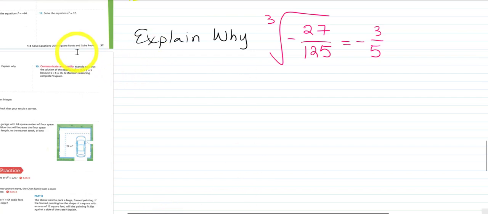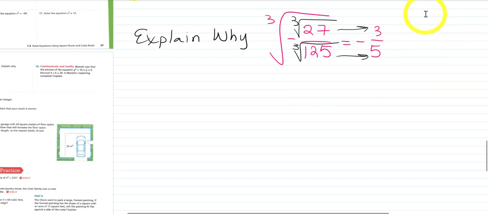All right, the last example I want to show you before you start working on Savvas Realize is an example of a question that looks like this. They're going to ask you to explain why the cube root of this fraction, negative 27 over 125, equals negative 3/5. So we have worked on these in class before. So we know that if I were to take the cube root of each part of this fraction, the cube root of 27 is going to give me that 3. The cube root of 125 will give me that 5. And since the fraction is negative, the answer will also be negative.